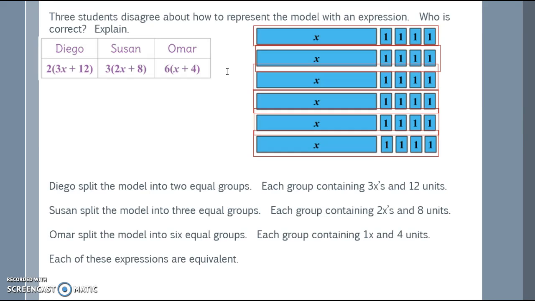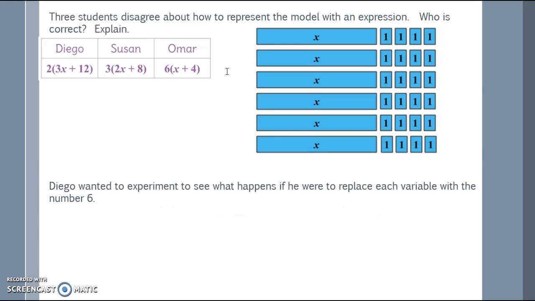Therefore, we can say that each of the expressions is equivalent because overall they use the same amount, just represented in different ways to model. Diego wanted to experiment to see what happens if he were to replace each variable with the number 6.